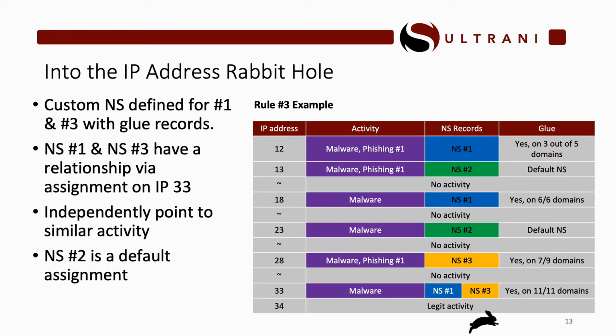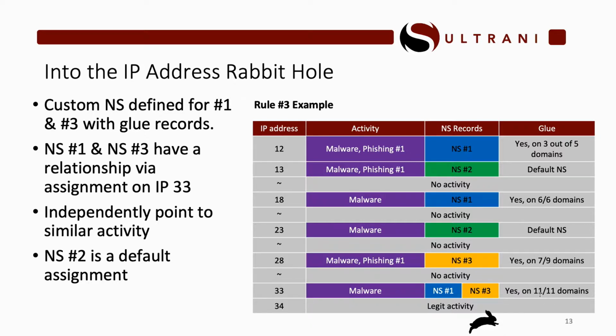Now, just to be clear in my example, when I say 7 out of 9, the other 2 are these default name servers completely. So same thing here. 3 out of 5 use name server number 1, and the other 2 use name server number 2 as their cluster. And then down here on 33, we have name server 1 and 2, and name server number 3, that were defined for 11 out of 11 domains.